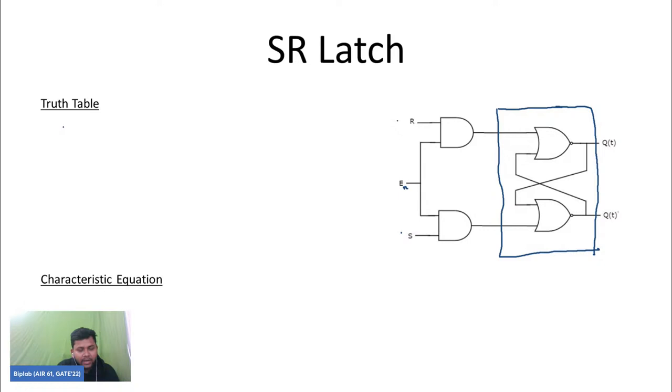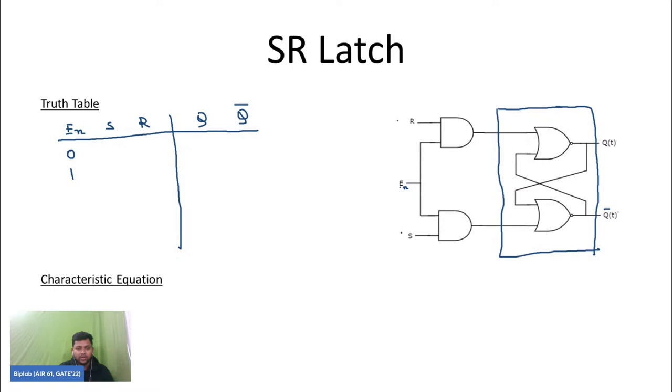Let us look at the truth table. The input variables are E, S and R. And the output variables are Q and Q bar. Let me start with E equal to 1, enable equal to 1. When enable is 1, there can be 4 cases for SR: 00, 01, 10, and 11. So this is the easiest one, let me start with this.